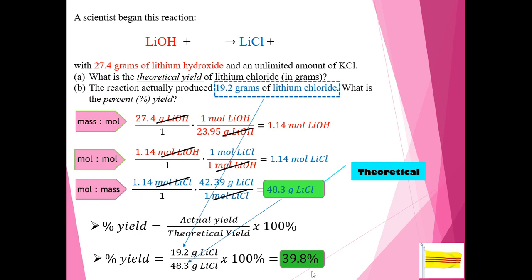So that's pretty much it. You just have to follow this particular function, and it's important that you understand what you need to find, and that is your actual value and theoretical value. Okay, so for this one, all we had to do is really find theoretically how much should have been produced, which is 48.3, and then the 19.2 is given.